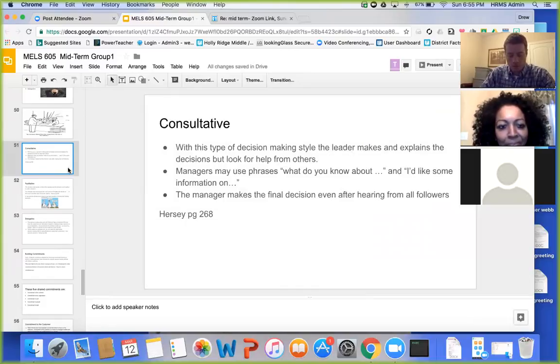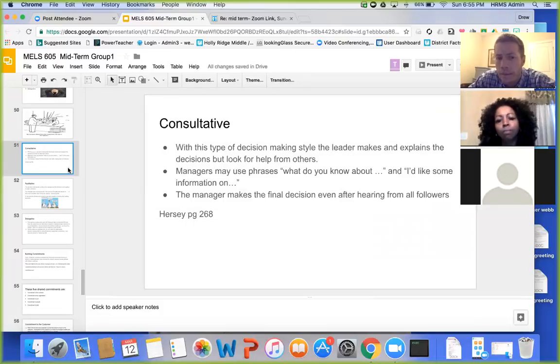Consultative is, with this type of decision-making style, the leader makes the ultimate decision, but he gets others to help him in the decision-making process. Some of the phrases you may hear are, "What do you know about this?" or "I'd like some information on." But ultimately, the manager will make the final decision, after he's heard from all the followers as well.